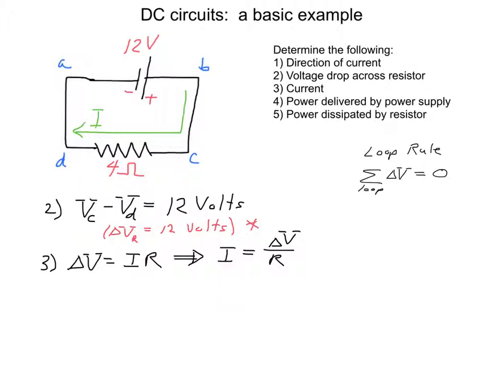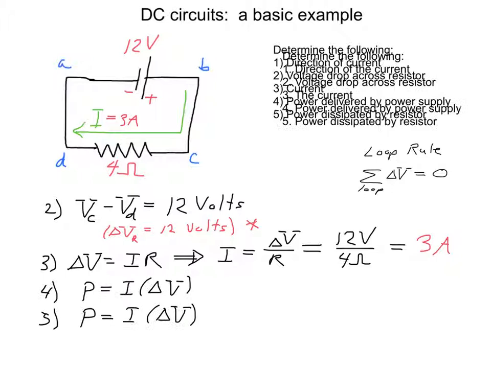The current through the resistor will be the voltage drop across the resistor divided by the resistance. So 12 volts divided by 4 ohms gives us 3 amps. Note, we got a pitfall with our units here. We have a V representing volts, and here we have a V representing potential. So you need to be careful not to confuse your potential symbol with your units of volts. Just a little pitfall there.